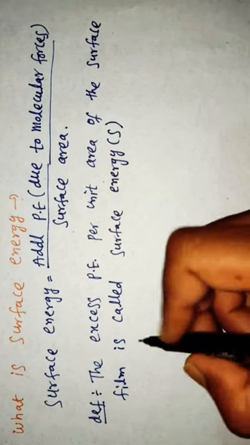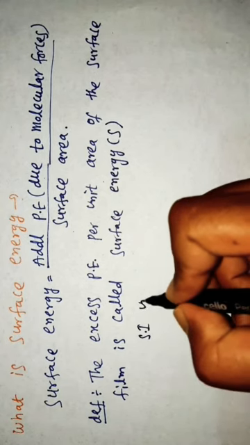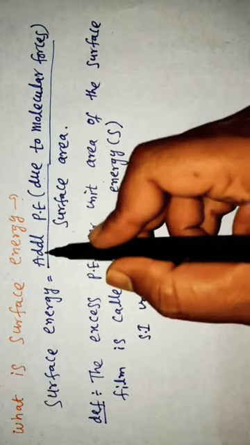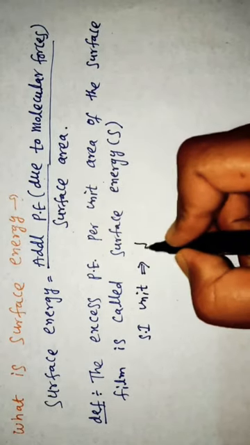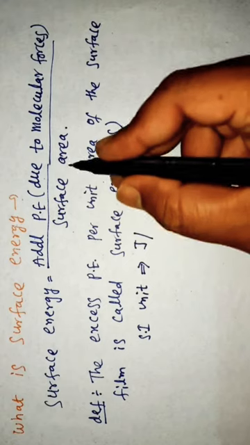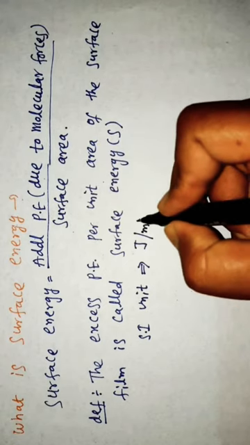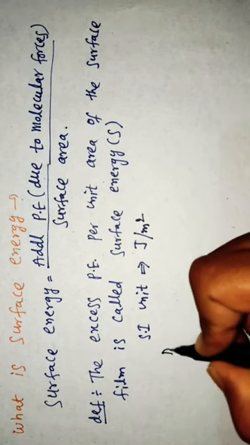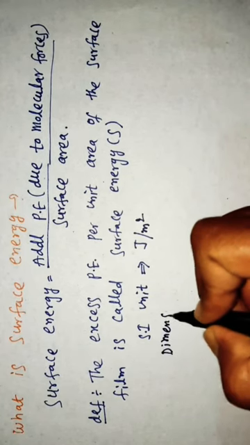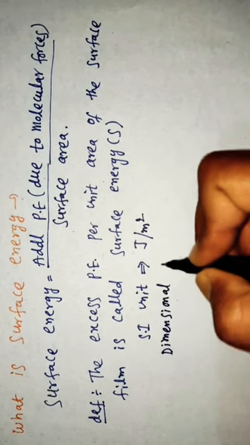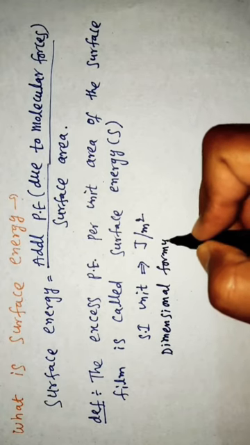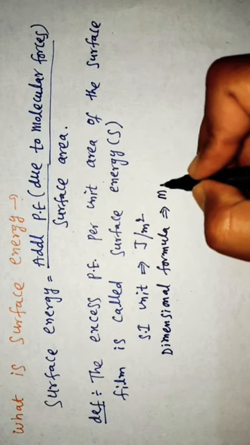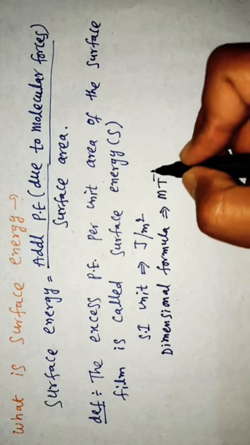So here the SI unit is, potential energy is joule, for surface area, that is meter square. So the SI unit is joule per meter square. The dimension formula is M T to the power of -2.